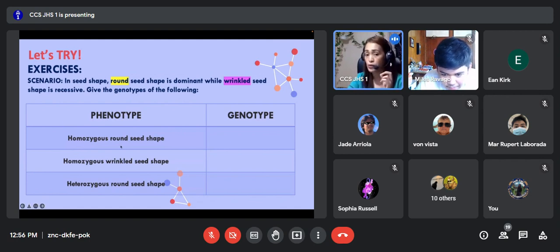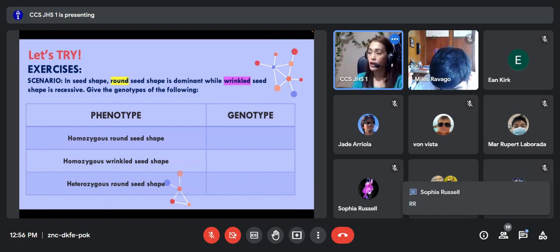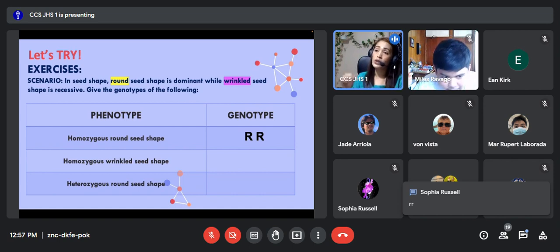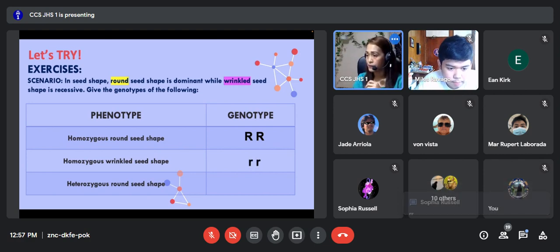You have here homozygous round shape, all capital R or all small letter r, since it's homozygous. Which is the correct option? Okay, very good, Sophia. It should be capital R, capital R. Now, what about if you have wrinkled? This is the recessive. Capital R or small r? Okay, very good. So this is now recessive. Remember, the same letter, but they differ only in their capitalization or case.